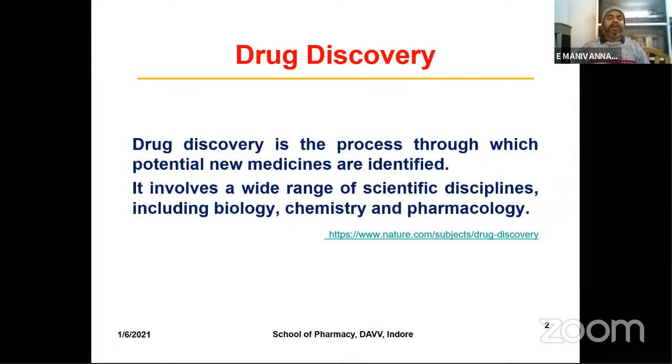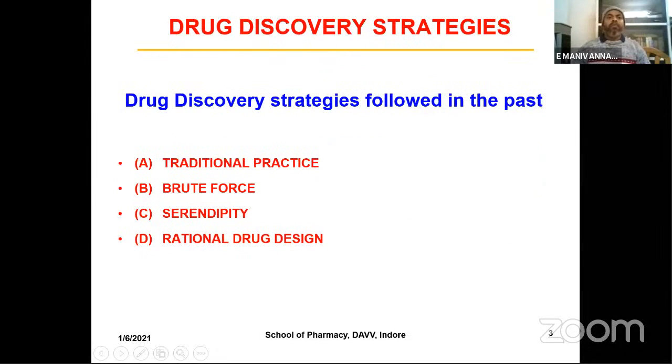So this is the drug discovery definition according to Nature Drug Discovery Journal. Drug discovery is the process through which potential new medicines are identified, and it involves a wide range of scientific disciplines that includes biology, chemistry, and pharmacology. Now we will talk about drug discovery strategies followed in the past.